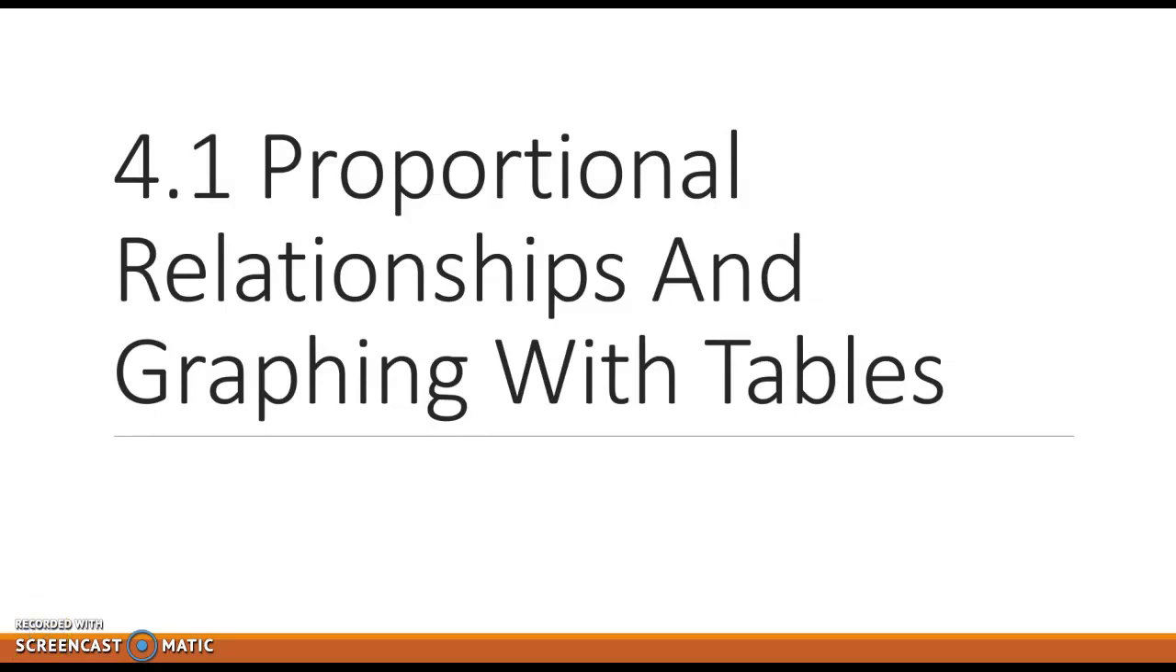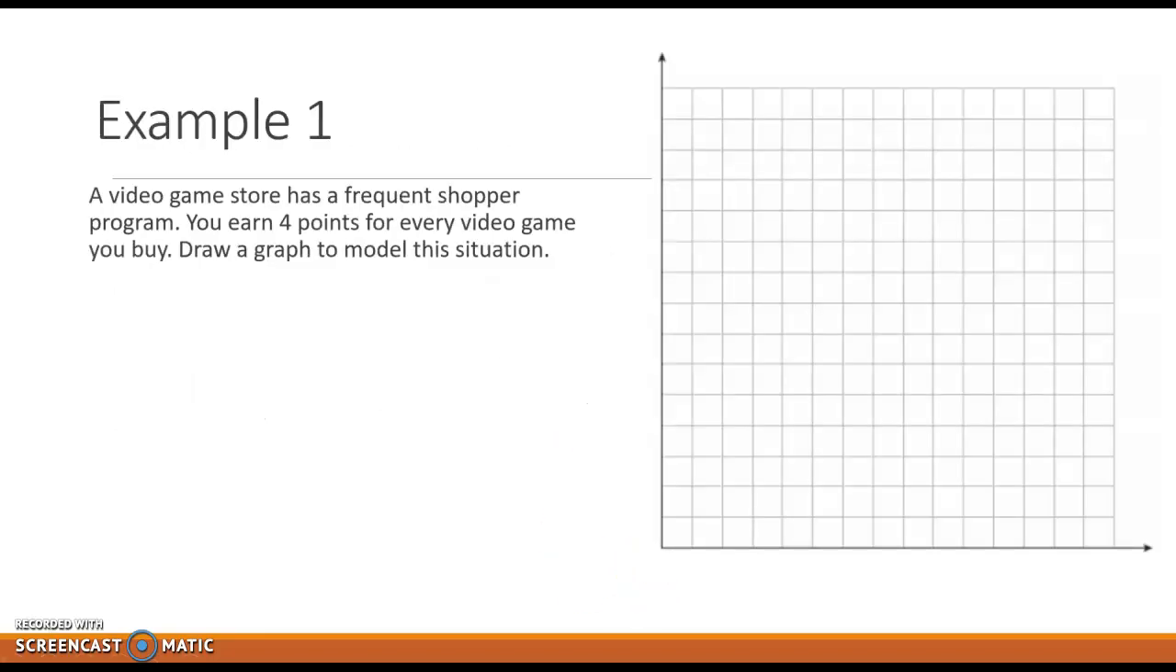Hey, 8th graders! So we're going to actually start graphing and not just talking about slope. We're going to start off with what we call proportional relationships, and we're going to use tables to graph at this point. So let's get started. Here's an example to see the type of relationships we're talking about. We have a video game store that has a frequent shopper program, and you earn 4 points for every video game you buy. So right now we're going to draw a graph to model this situation.